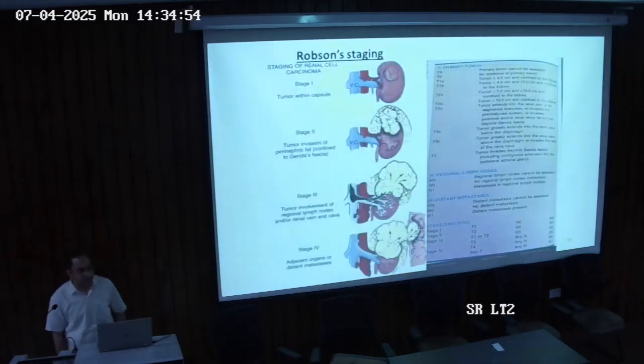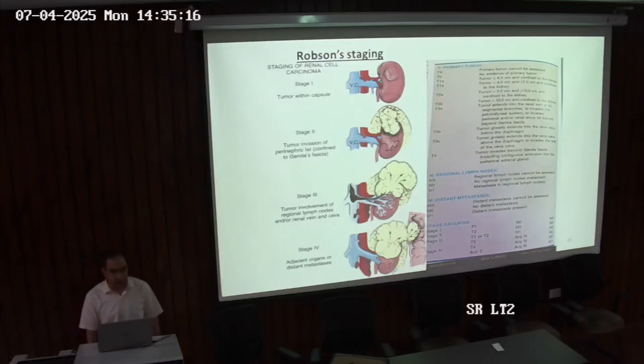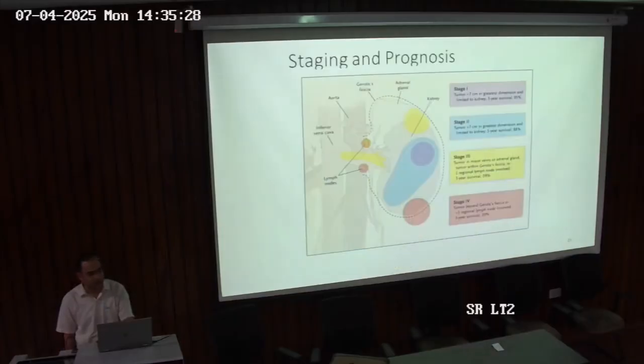This is the Robson staging. In the diagram, stage 1 shows the tumor within the capsule, and stage 2 is tumor invasion into perinephric fat, but inside the Gerota fascia. The outside lining is the Gerota fascia. Stage 3 is tumor involvement of the regional lymph node and renal vein or vena cava. Stage 4 is involvement of adjacent organ. This is an RCC involving the colon. So this is Robson staging for renal cell carcinoma.